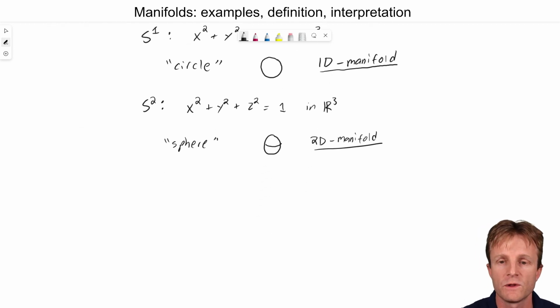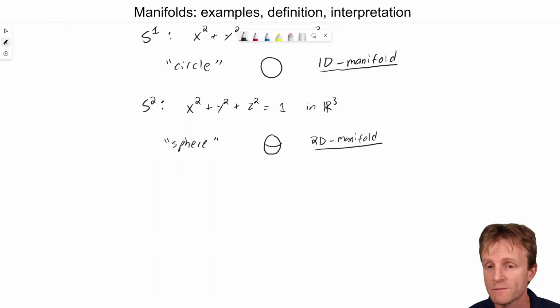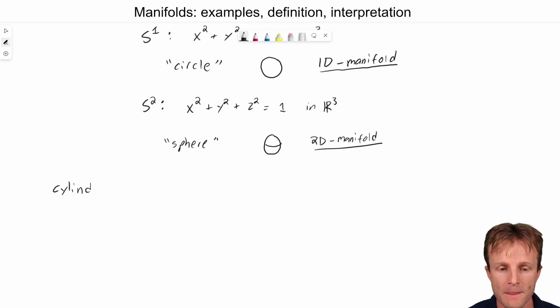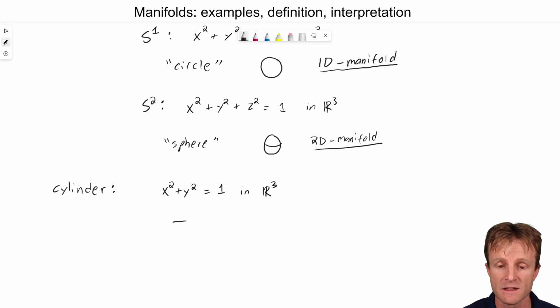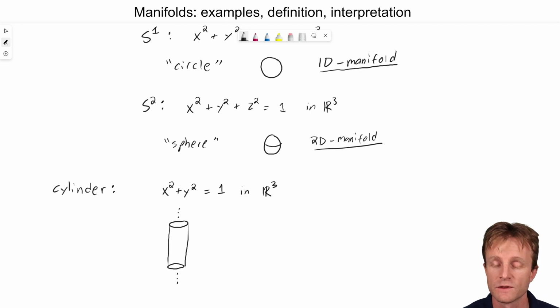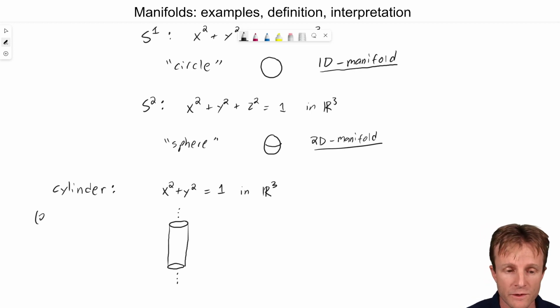Now, to give another example of the difference between an embedded manifold and a manifold you think of as just itself, let's think about a cylinder. I'm going to start by giving the cylinder as an embedding. What I mean by the cylinder is x squared plus y squared equals 1 in R3. So there's another coordinate z here that can be anything. And so this defines the surface, if you like, of an infinitely long cylinder. I'll draw a dot, dot, dot to let you know that it's infinitely long. And that's going to be also a 2D manifold.